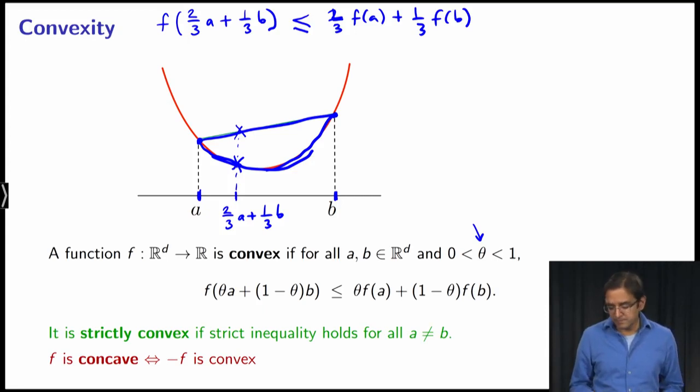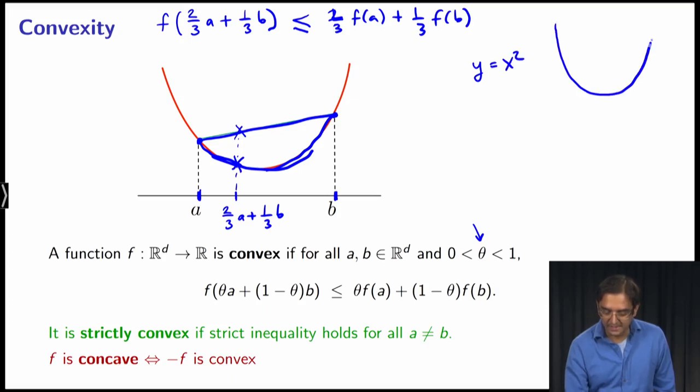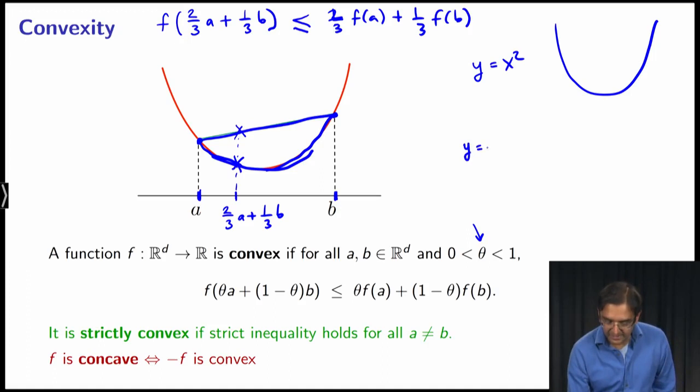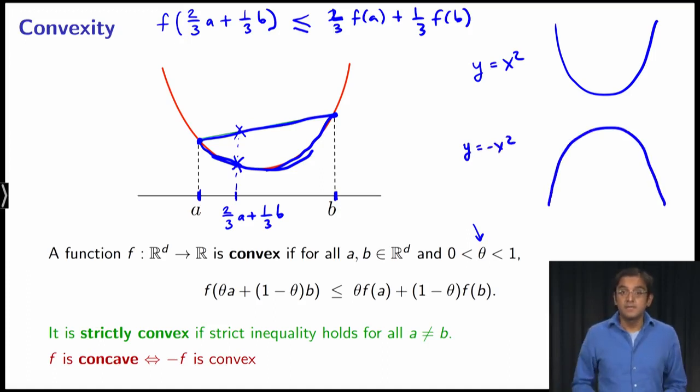Now, the canonical example of a convex function is perhaps y equal to x squared. It looks like this. Sometimes we are also interested in functions that look like upside down bowls, like y equals negative x squared. That looks like this. That's called a concave function, and in general, we say a function is concave if negative of that function is convex, as we see in this particular example.